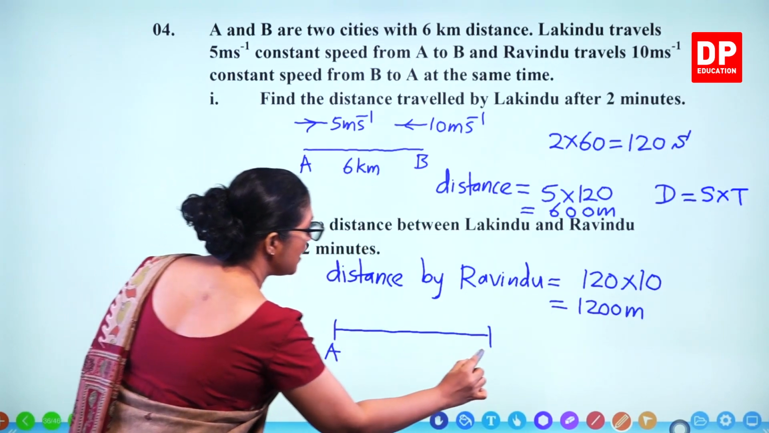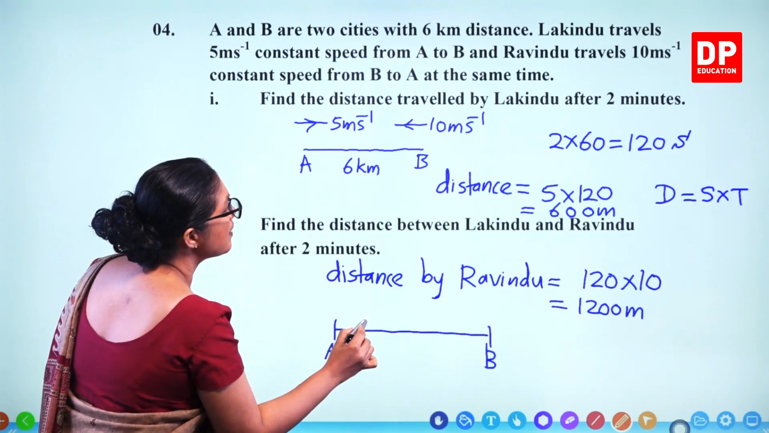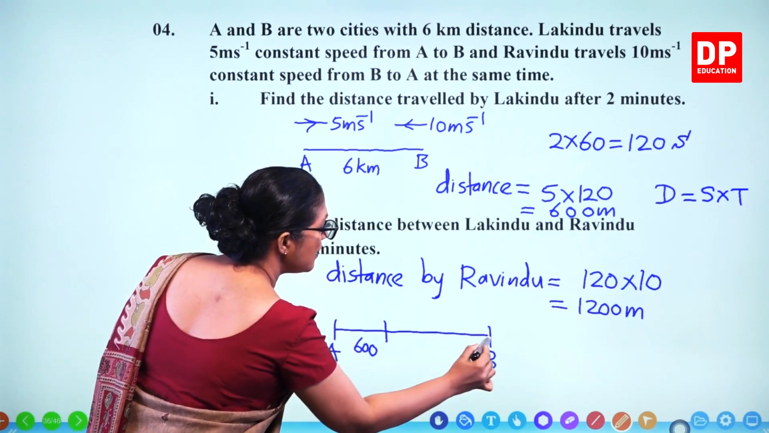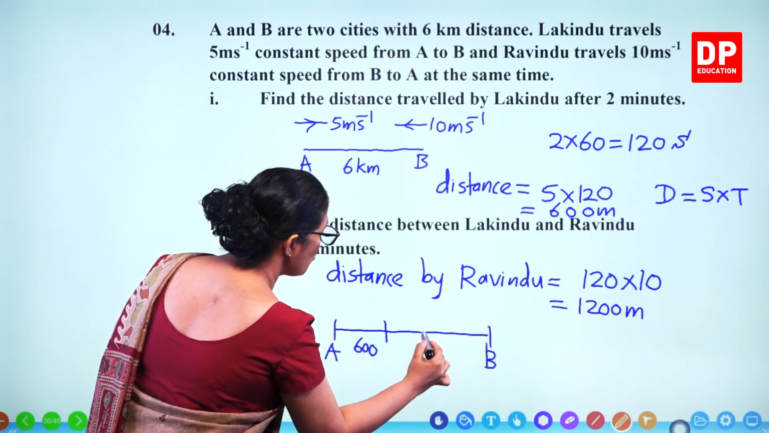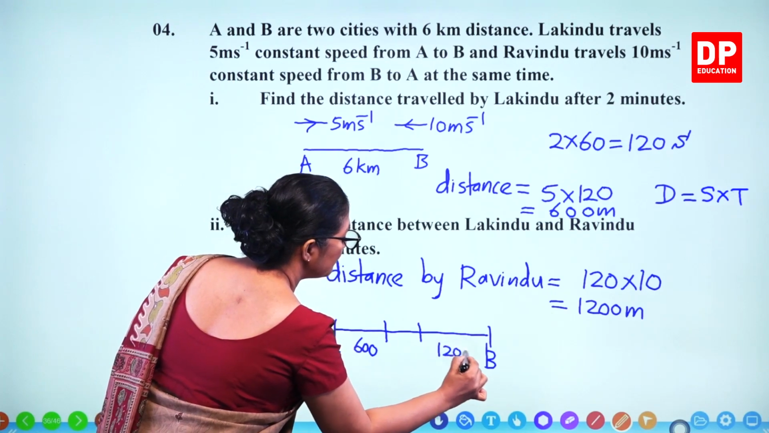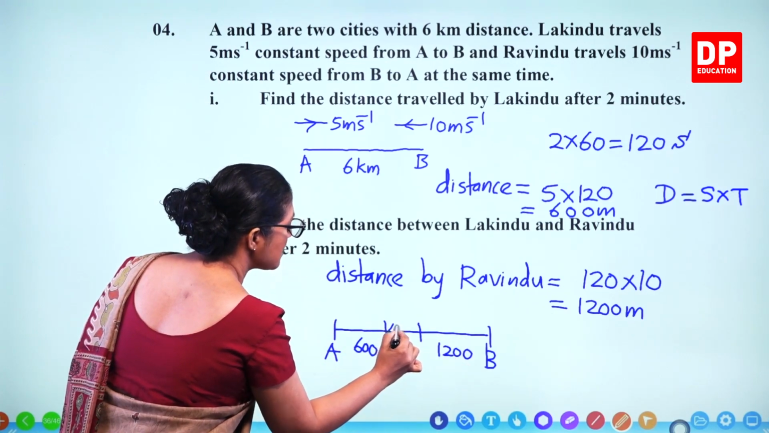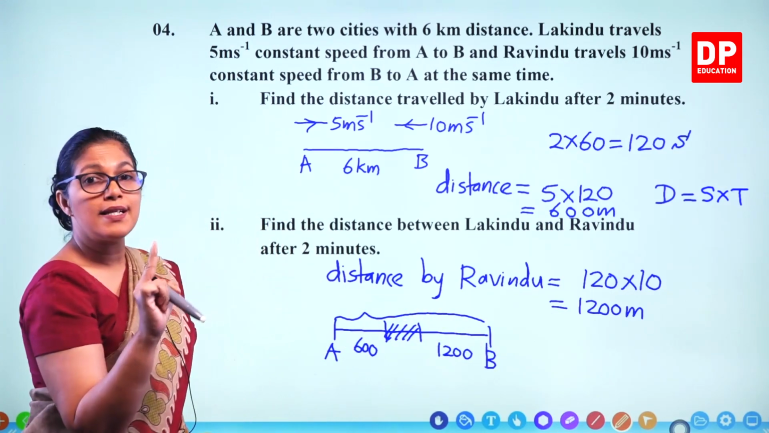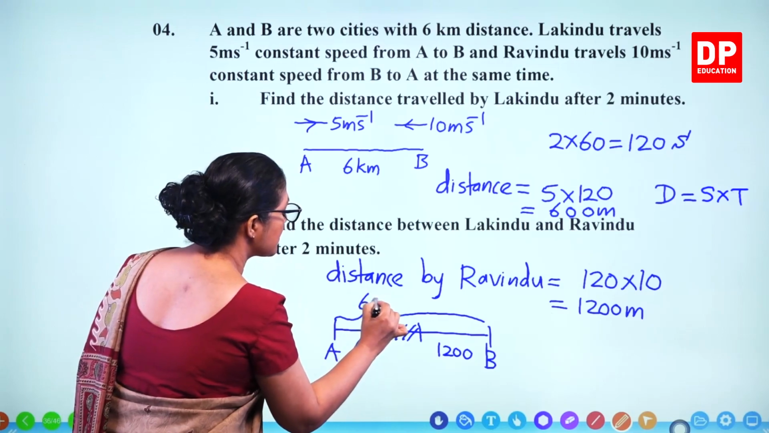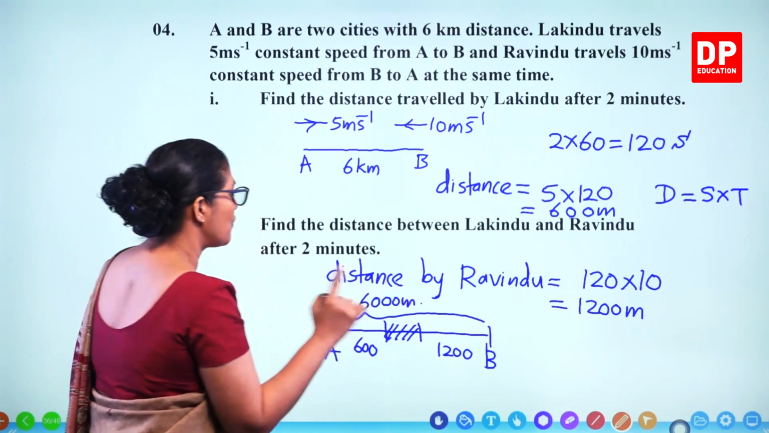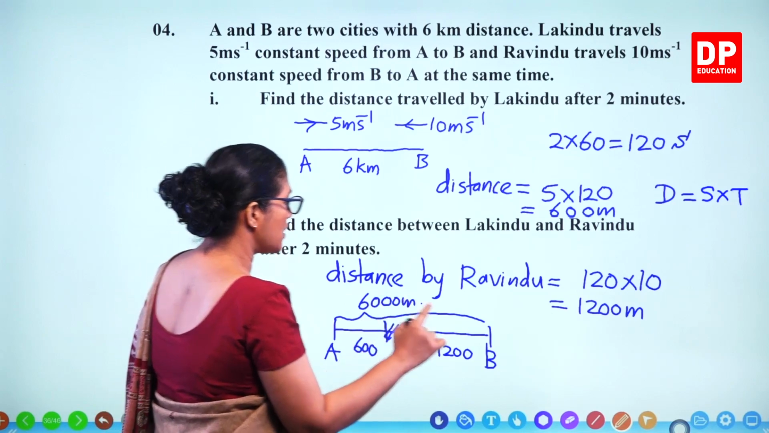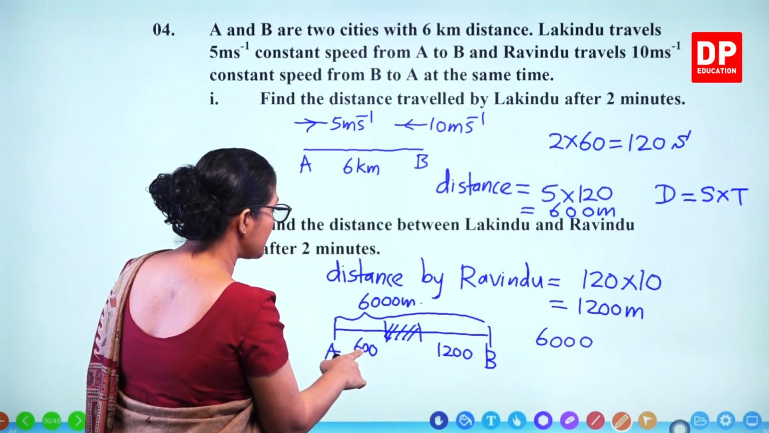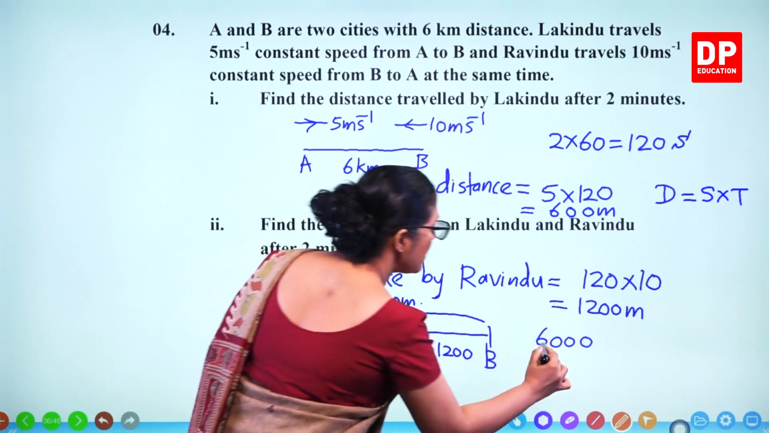Now A is here, B. Lakindu went 600 meters and Ravindu went 1200 meters. So what is the distance now? This distance. The total distance is 6 kilometers. That means 6,000 meters. So what is the distance now? 6,000 minus 1,200 and 600. That's 1,800.